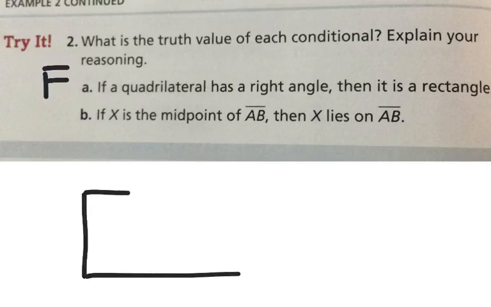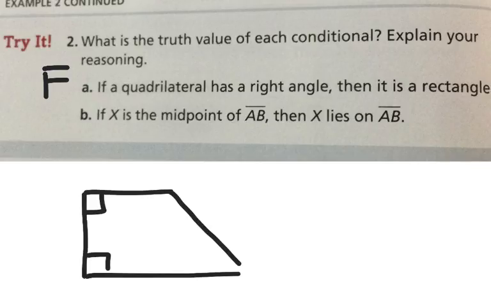Okay, rhombus, maybe. We'll look at rhombus in a second. You're thinking of this trapezoid, right? We had a trapezoid like this 2 lessons ago. Yeah. It's a quadrilateral. It has a right angle, but it is not a rectangle. It's a trapezoid. So you are right. A part is false.